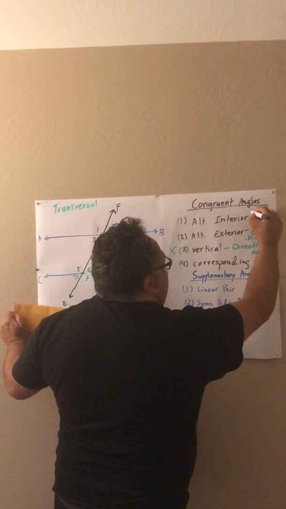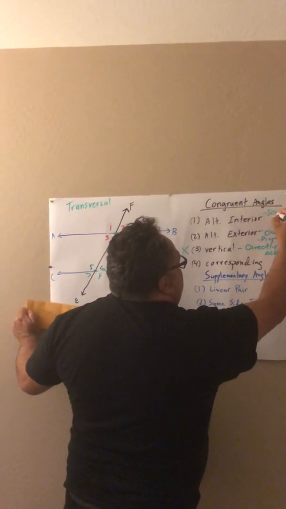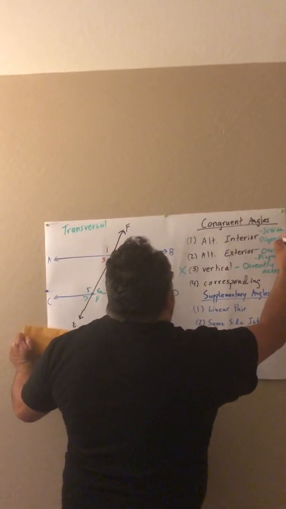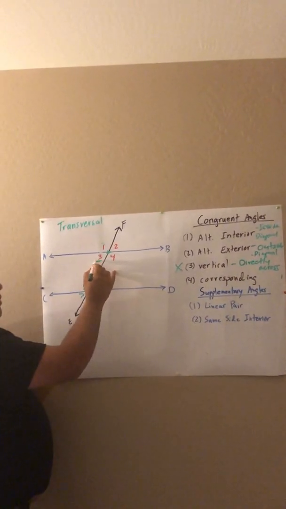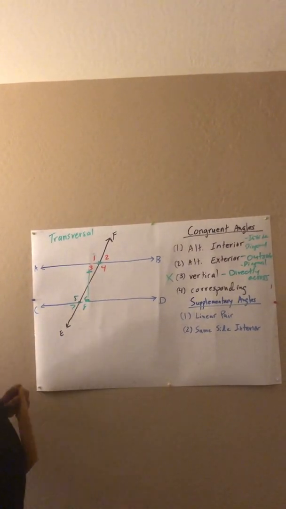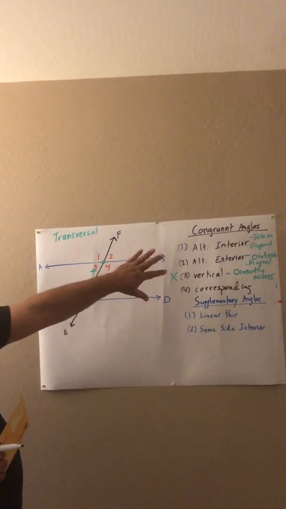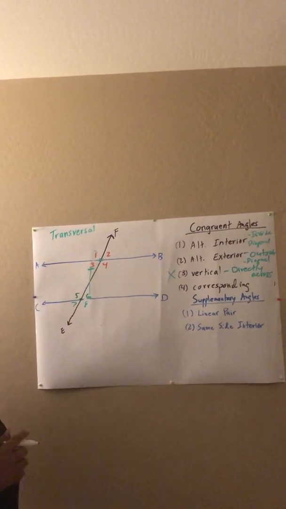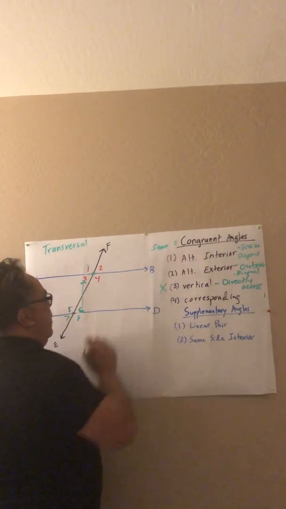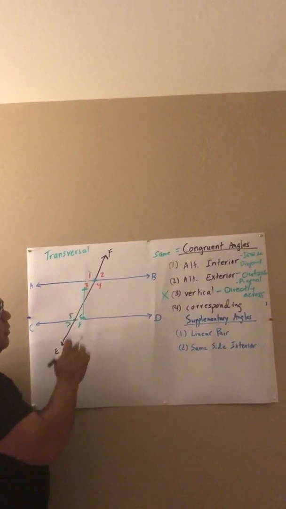So I can also write diagonal in here. Diagonal. And this is going to be inside and diagonal. Alternate interior: inside and diagonal. Inside the parallel lines would be 3 and 6, inside and diagonal, okay? And these are all called congruent. Congruent means same. This is huge, huge, huge to know that they're congruent.